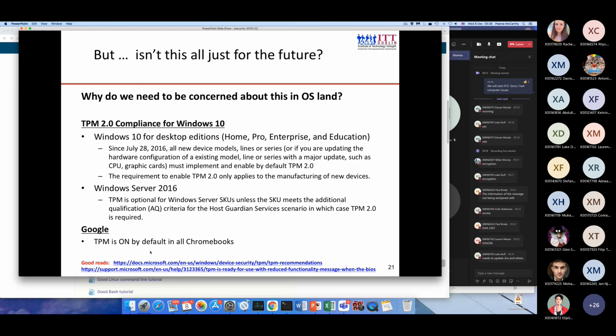You can see there, Google on Chromebooks, TPM is on, so everything is checked. Windows do the same as they always do, which is they tell you it's on, but actually it's optional whether you turn it on or not. So again, a good read there if you want to understand a little bit more about this. But the main point is it's here and it's coming as well at the same time. Okay, so hopefully you got it.